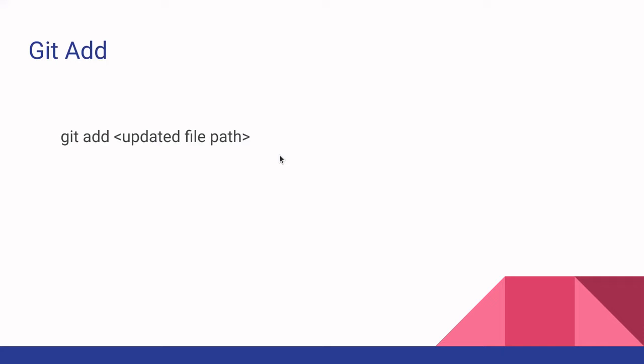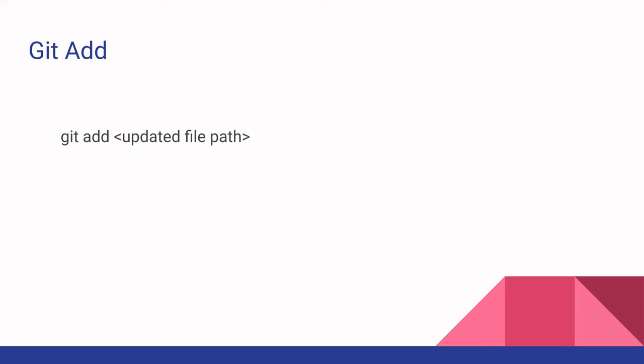Then what is the git add command? After you do some modification to a file, or add a new file, or make any change to the repository, then you have to commit those changes. To commit those changes, you have to add all the modified files. So for that, you can use this git add command.